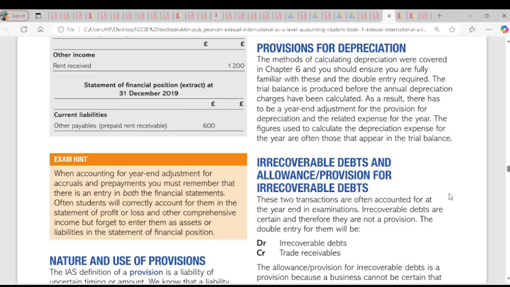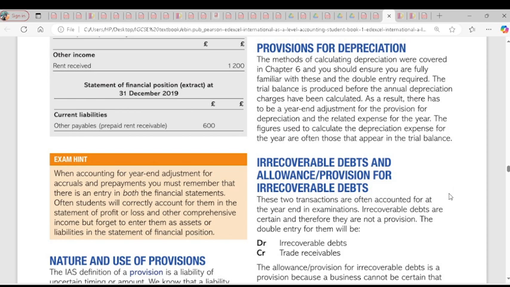If your provision for irrecoverable debt is increasing, that means you debit it in the statement of profit or loss. It's an expense there. For your irrecoverable debt, you credit it, you take it away in your trade receivables in your statement of financial position. That's why, as soon as a debt is irrecoverable, you take it away from your trade receivables. You minus it because your total number of trade receivables has reduced.